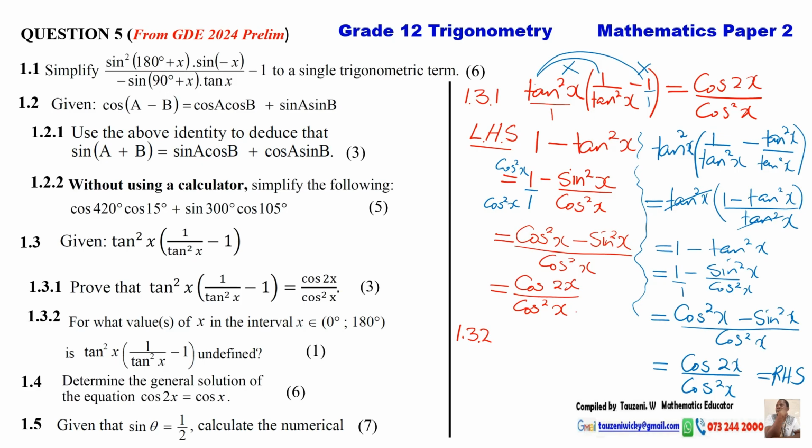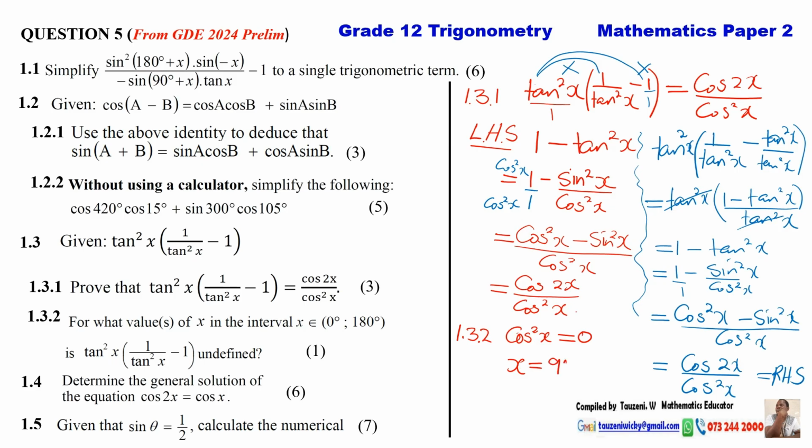Undefined happens when the denominator is equal to 0. To find the values of x for which the given identity is undefined, simply equate the denominator to 0 and solve for x. So here cos squared x is equal to 0. This one is a simple one, you can work it out with a calculator and it's only 1 mark. So in this case, x is equal to 90 degrees.